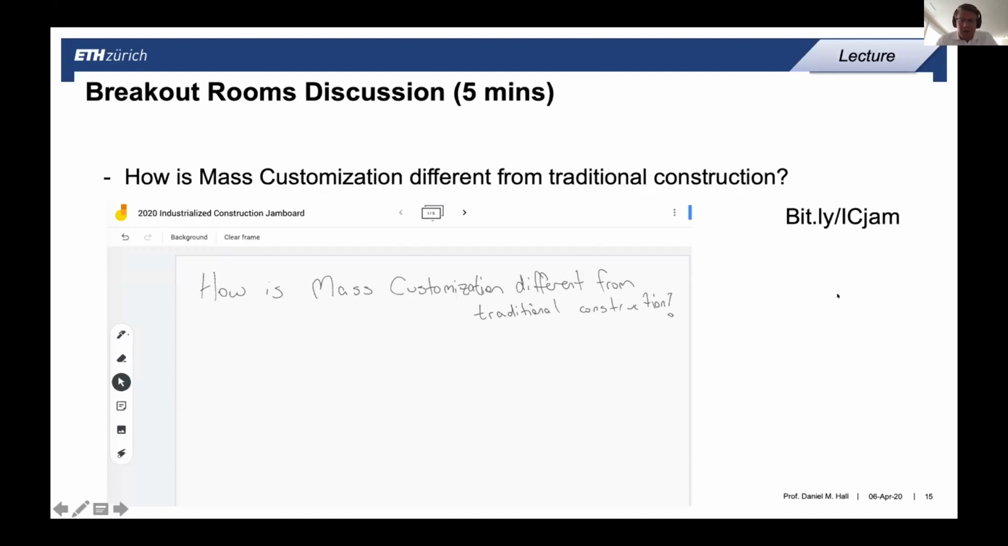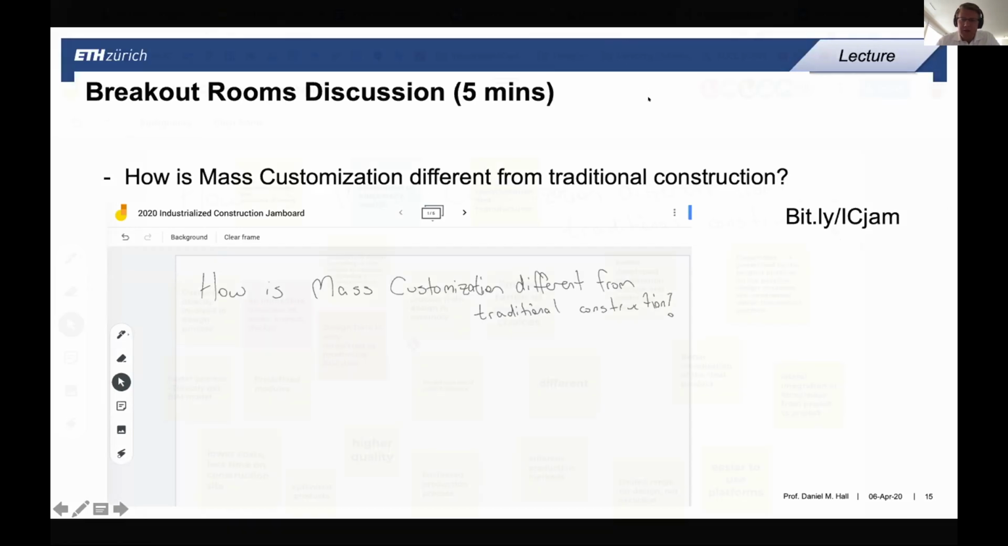I'll remind you that we have our class Jamboard at bit.ly/ICJam. So you can go there and I've set up a page. So just like last time, feel free to put in your post-it notes on the answers there and see what others write. And I'm about to start the breakout rooms now, and then we'll come back together in about 5 minutes.